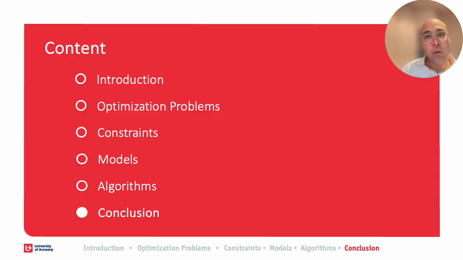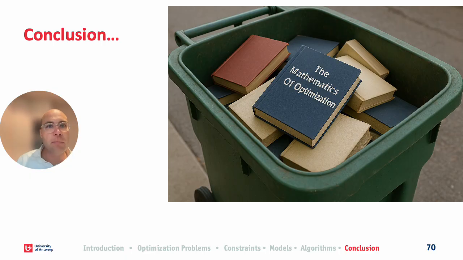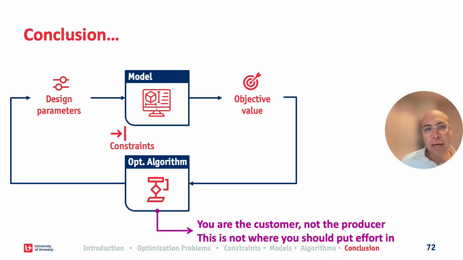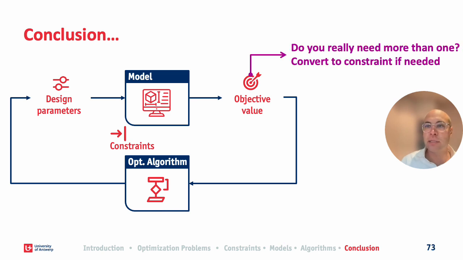So, in conclusion, don't waste time on the mathematics of optimization. This is what you need to know. Select your design parameters, your constraints, your objective value, the model you use, and the optimization algorithm. And in selecting the optimization algorithm, you're the customer, not the producer. Just pick one that suits your needs.